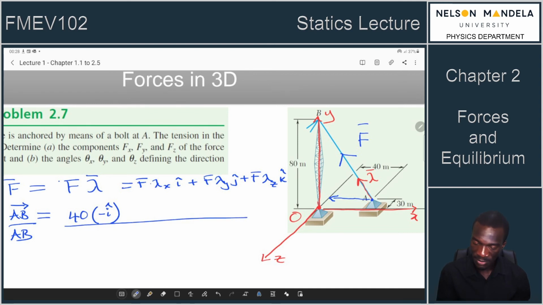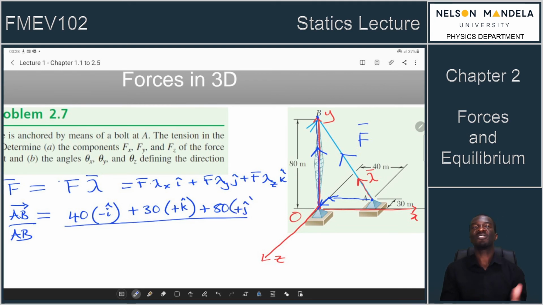How about when I'm here, all I want is to get what? To point B. So I move 30 meters in the z direction, so plus 30 meters in the plus k direction. Plus, I move upward to get to point B. How many meters? 80 meters in the j direction.